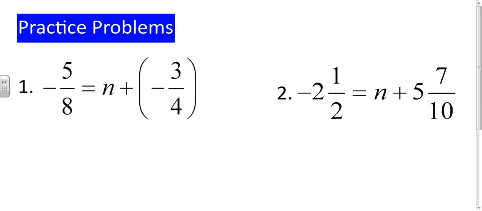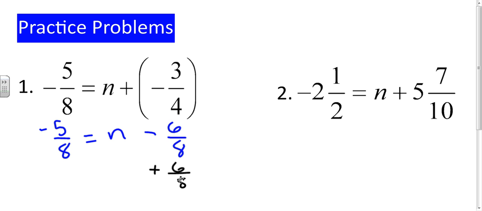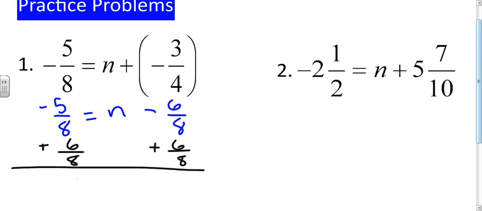So for number 1, I want to rewrite this. I'm going to simplify adding a negative, I'm going to write it as subtraction. And I'm also going to get a common denominator. The least common denominator of 8 and 4 is 8. So I'm going to just rewrite this as negative 5/8 equals n minus 6/8. And then 6/8 is my constant on the side with the variable. So I'm going to add 6/8 to both sides. And I end up with 1/8 is equal to n.